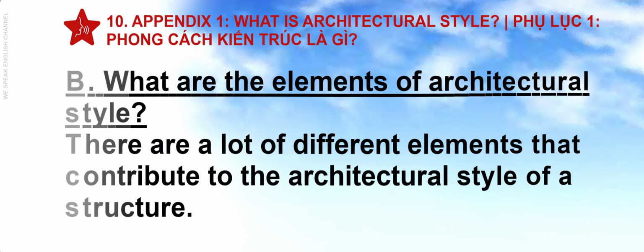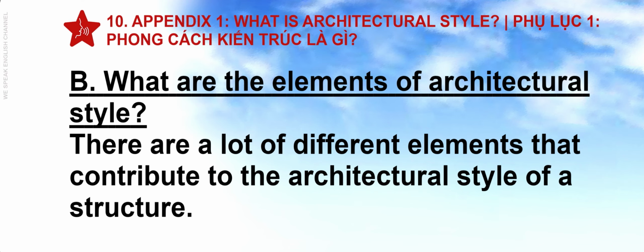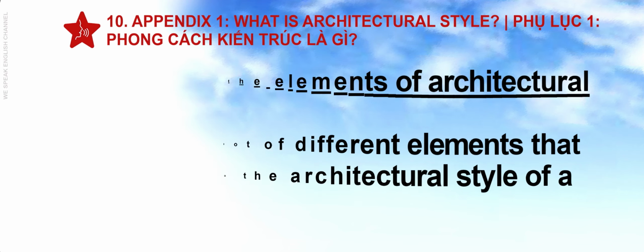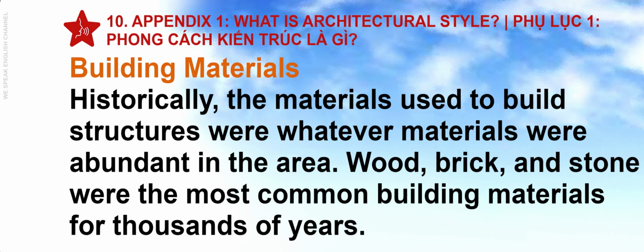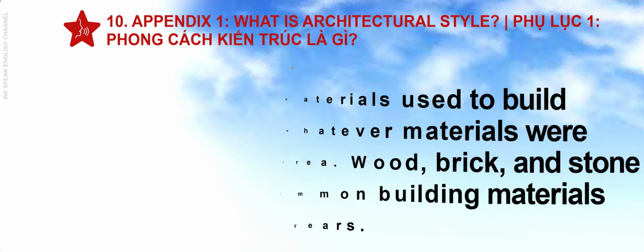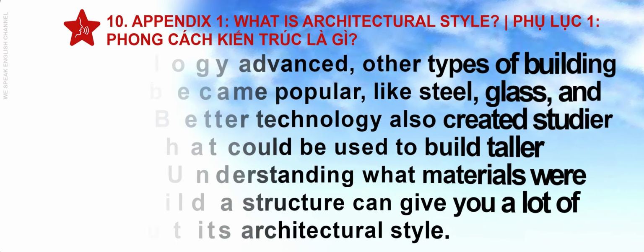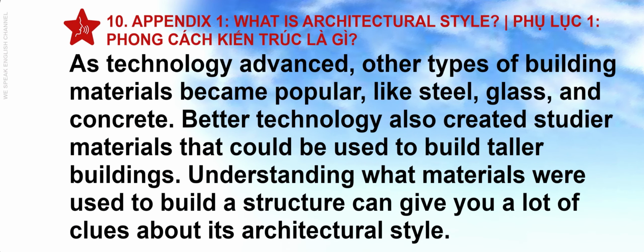B. What are the elements of architectural style? There are a lot of different elements that contribute to the architectural style of a structure. Building materials. Historically, the materials used to build structures were whatever materials were abundant in the area. Wood, brick, and stone were the most common building materials for thousands of years. As technology advanced, other types of building materials became popular, like steel, glass, and concrete.